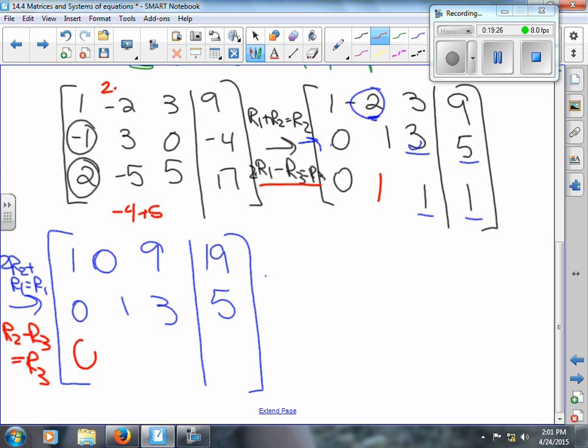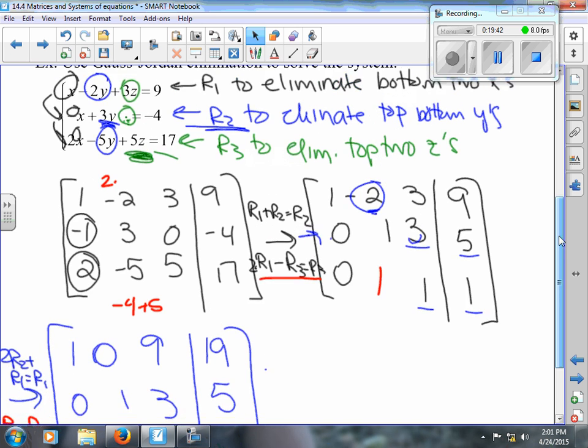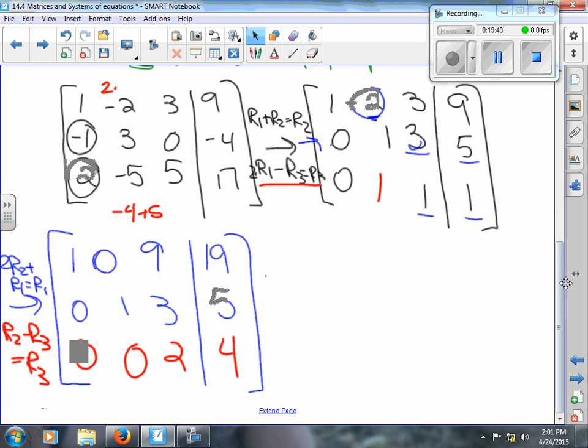So I get 0, 0, 2, 4. Row 2 minus row 3, that's my new row 3. Okay, this looks prettier. Now we're almost done. In the last step, we are going to use row 3 to eliminate the top 2.